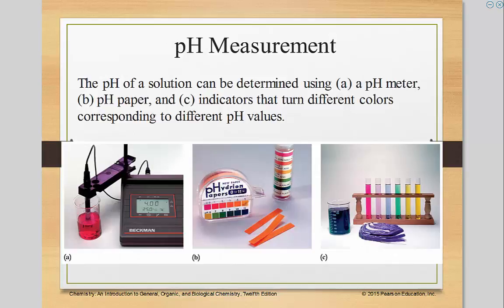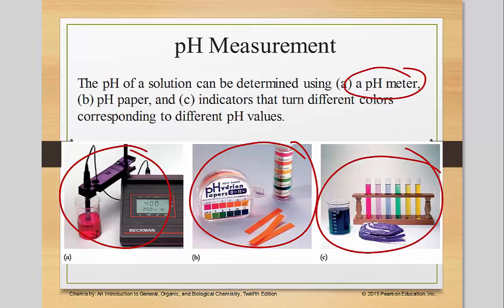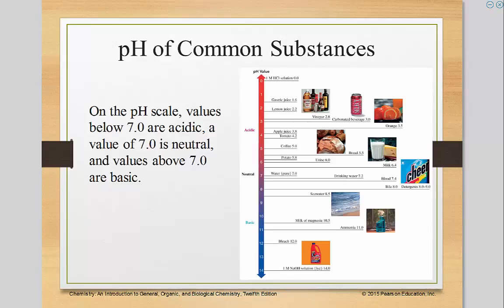So there's a couple different ways to determine the pH of a substance. One is through a pH meter, like this. Another one is through pH paper or litmus paper. And another one's through an indicator that actually changes color under different pH levels. So here are just some common things to compare it to.